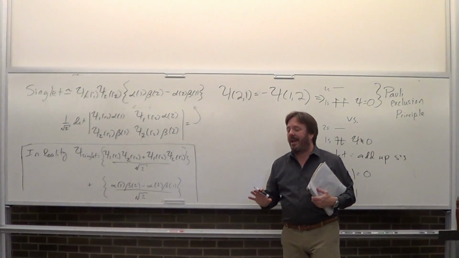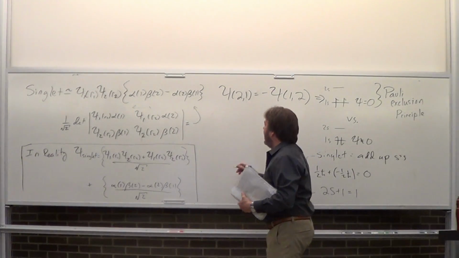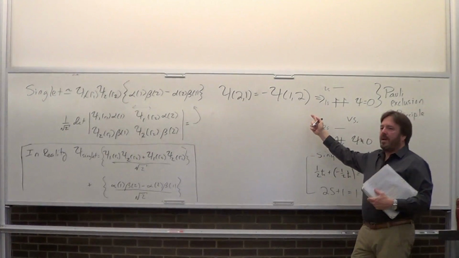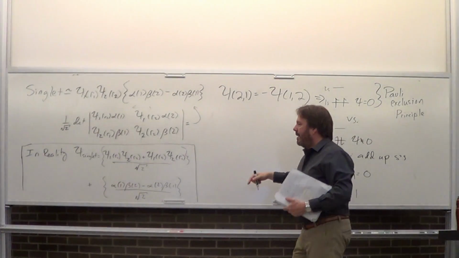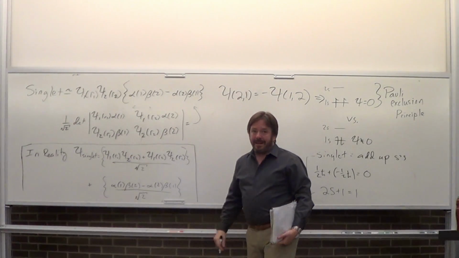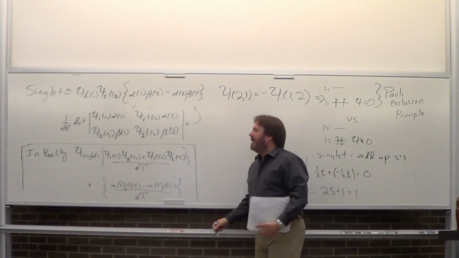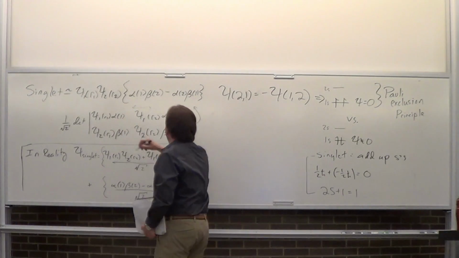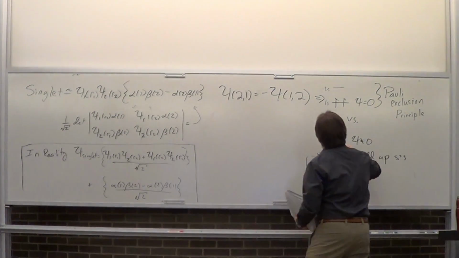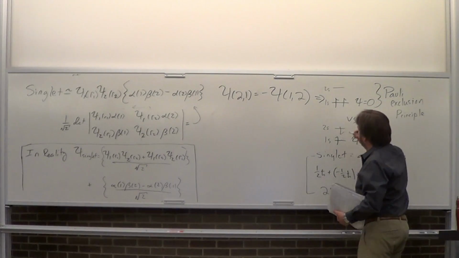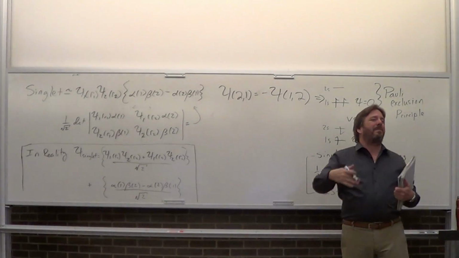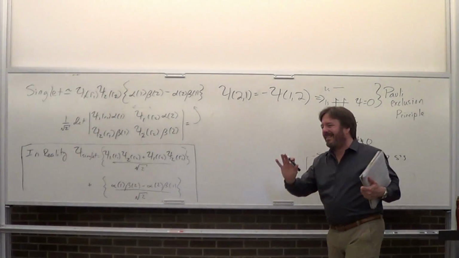It turns out that aside from this anti-symmetry principle, this Pauli exclusion principle deal, there's an indistinguishability deal. Imagine if I was talking about a singlet state. Let's say I was doing a singlet state like this. What I had there was a singlet state, but this is a singlet state too. Every spin up has a spin down. It's that easy.